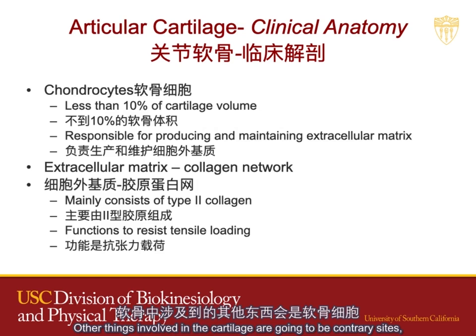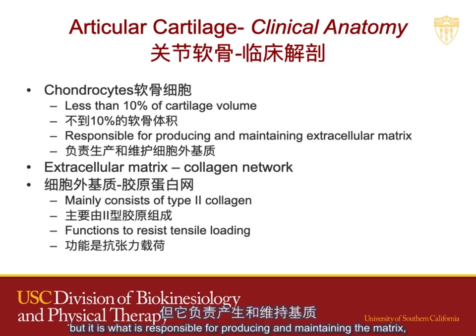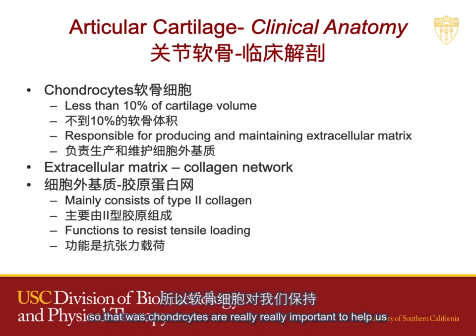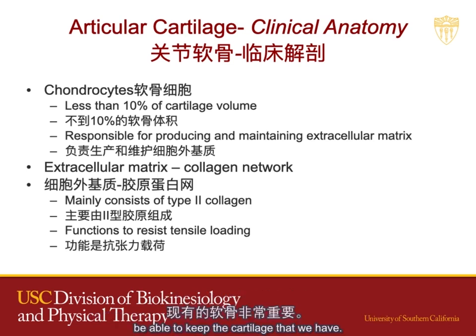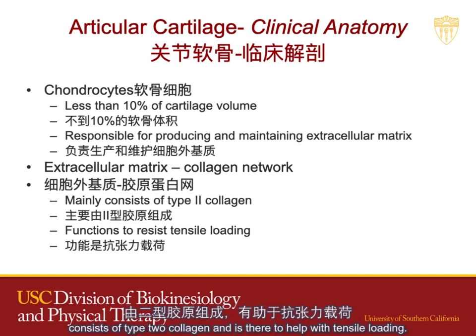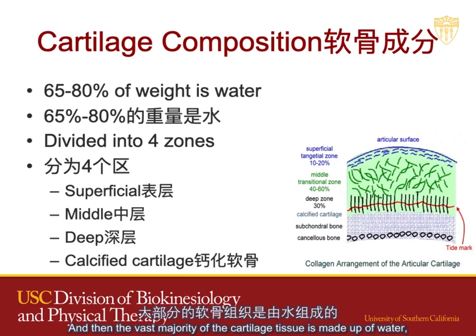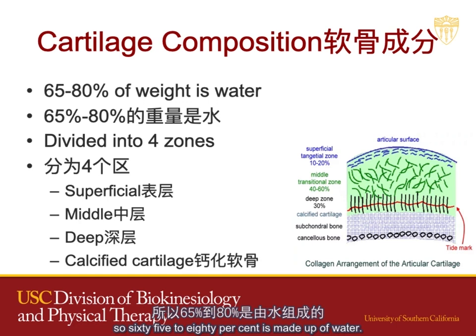Other things involved in the cartilage are going to be chondrocytes, and you'll see that it's only less than 10% of the volume, but it is what is responsible for producing and maintaining the matrix. So those chondrocytes are really, really important to help us be able to keep the cartilage that we have. That extracellular matrix is basically a collagen network that, as we said, consists of type 2 collagen and is there to help with tensile loading. And then the vast majority of the cartilage tissue is made up of water. So 65 to 80% is made up of water.